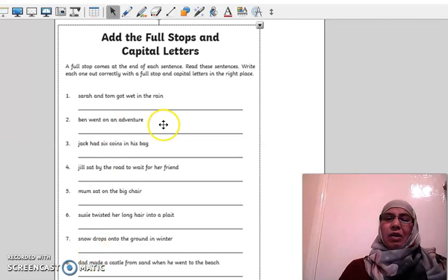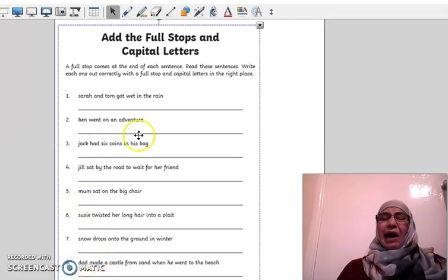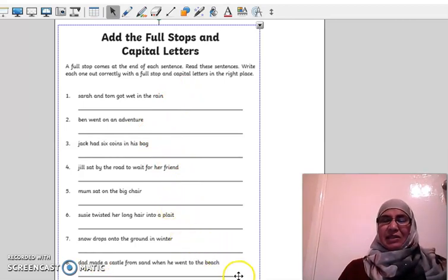But then we also need to think that these are the starts of sentences. So even though Mum is not a name, or snow is not a name, because they are the start of a sentence, they need a capital letter. And please do not forget your full stops at the end of a sentence. I expect to see 8 full stops because there are 8 sentences there.